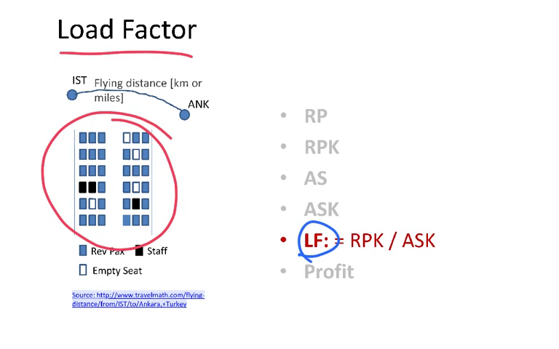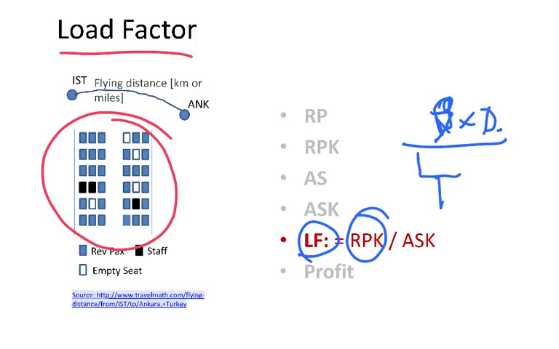If we look at the formula of load factor, we divide passengers multiplied by distance, which is RPK, by seats multiplied by the distance. Normally, this is multiplied by 100 in order to give it as a percentage. And I cannot have more passengers than seats, so the maximum load factor is 100 when all the seats are being taken.